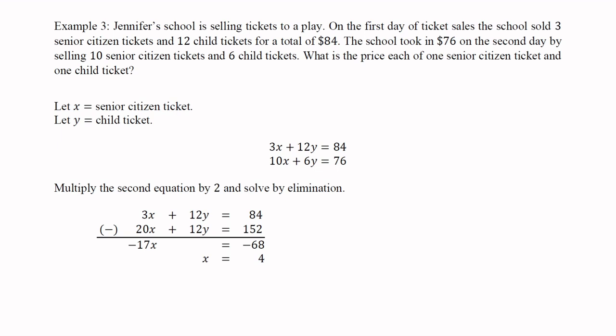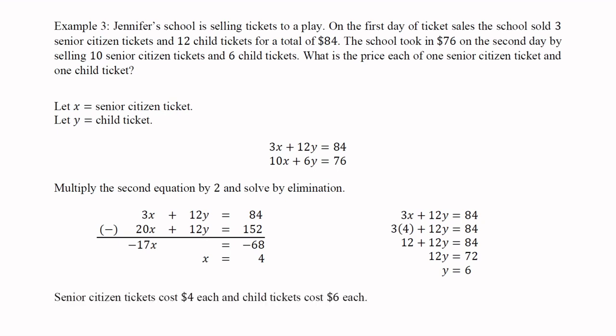Now that we have x equals 4, we're going to plug that into one of our 2 equations. We'll do the first. Plug in 4 for x. 3 times 4 is 12. Subtract 12 from each side. That gives us 12y equals 72. And then divide each side by 12 to get y by itself. So we have y equals 6. So again, a word problem requires a word answer because you need context. So senior citizen tickets cost $4 each, and child tickets cost $6 each.